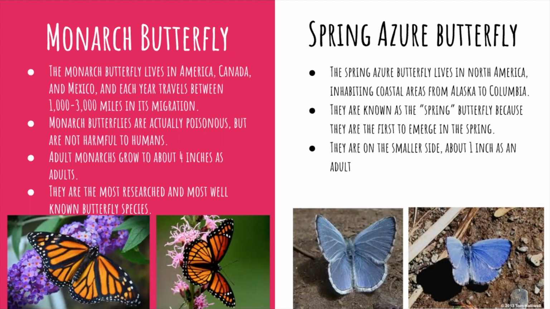The second species that I chose to research is the spring azure. The spring azure butterfly lives in North America, inhabiting coastal areas from Alaska to Colombia. They are known as the spring butterfly because they are the first to emerge in the spring, and they're on the smaller side compared to the monarch butterfly, and they grow to about 1 inch as an adult.